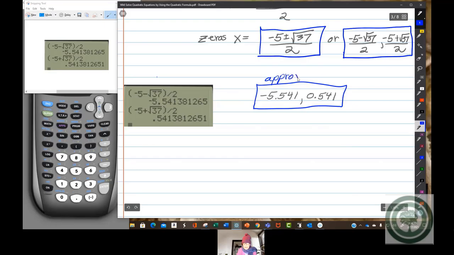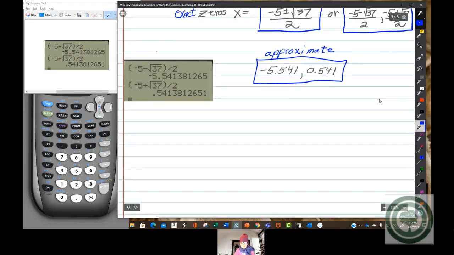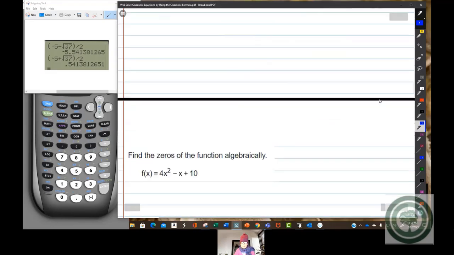Anything you have to round in a calculator is approximate. It's not exact. So this is the approximate. Approximate answers are estimations. And these are the exact answers, the exact zeros.